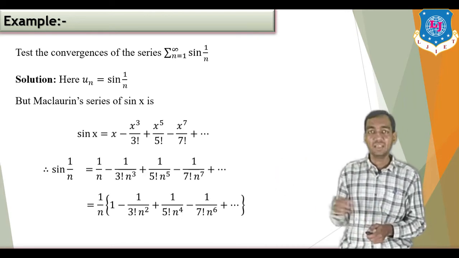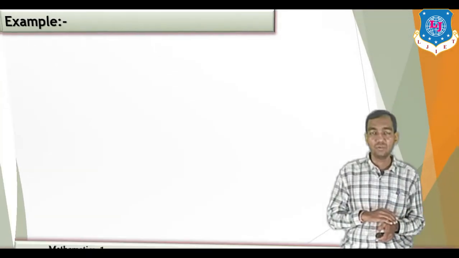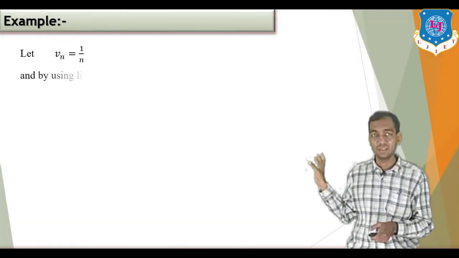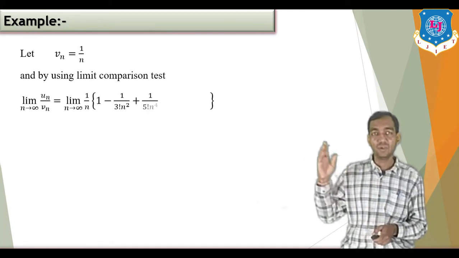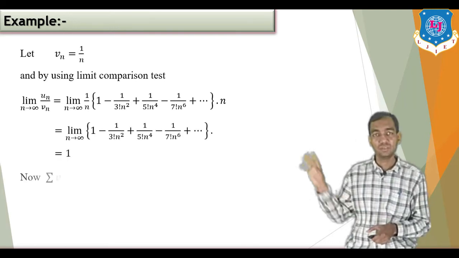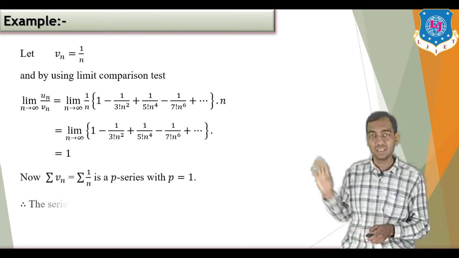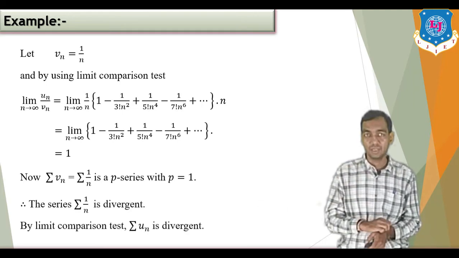Now here 1 upon n is common, correct? Once you take 1 upon n common, whatever is in the bracket we are going to ignore, because the bracket function has a value less than 1. So we ignore it. So Vn is equal to 1 upon n.